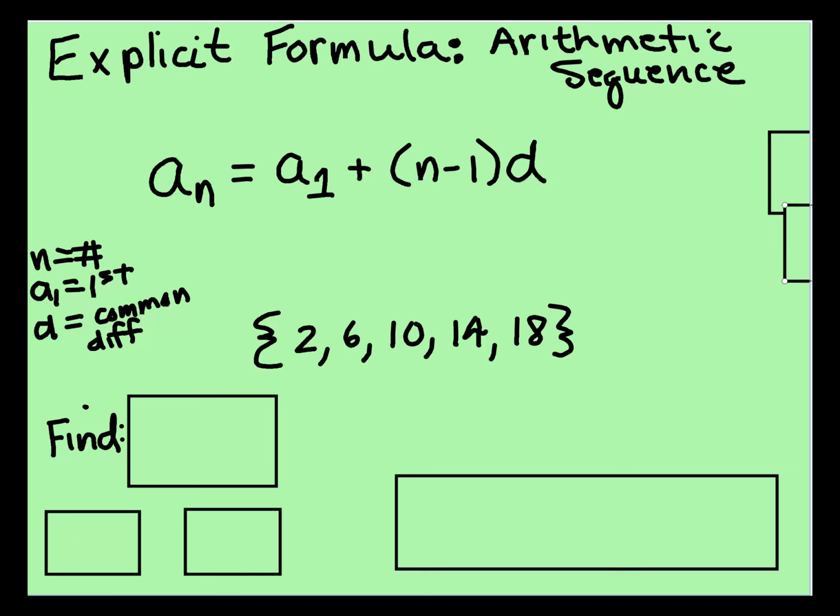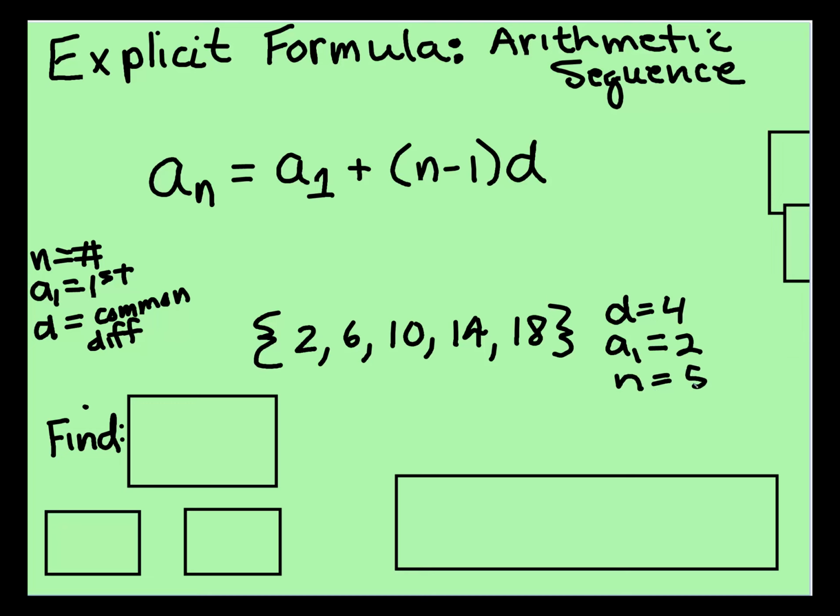So let's go ahead and do an example so it makes it easier to see. Here we have this sequence: 2, 6, 10, 14, 18. Some of you right away said, I know what the difference is. It's 4, because 6 subtract 2 is 4, 10 subtract 6 is 4, 14 subtract 10, 18 subtract 14. They all share a common difference. The first term in that sequence is 2. And if you count 1, 2, 3, 4, 5, the number of terms is 5.